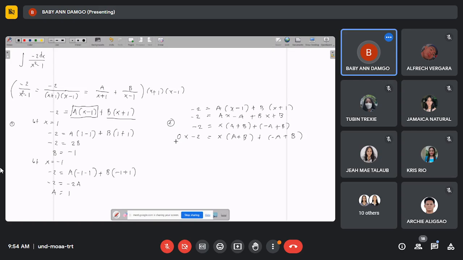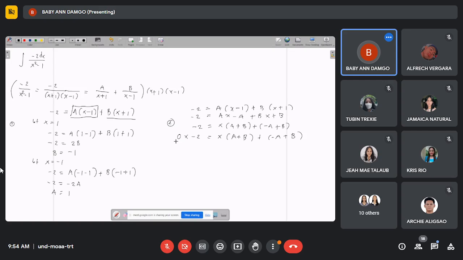So next, we have negative 2. This is the constant on the left side. Since this is equal, and this is the constant on the right side, we have negative a plus b is equal to negative 2. And then, solve for the values of a and b.